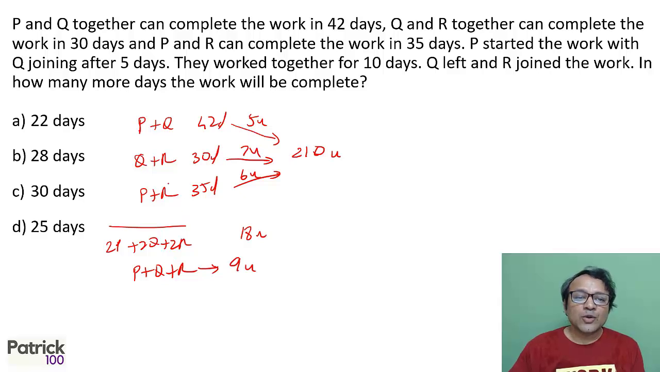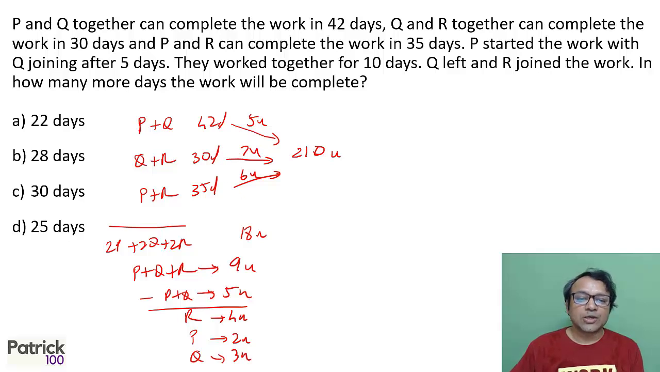Now to find individual work, you can subtract. For example, if I subtract P and Q doing 5 units of work, from that you will get R will complete 4 units of work per day. Similarly, if you subtract Q and R, you will get P will be completing 2 units of work per day and Q will be completing 3 units of work per day. 9 minus 6 is 3.